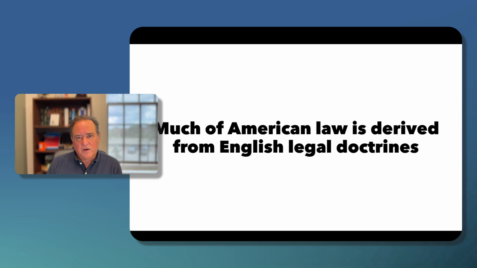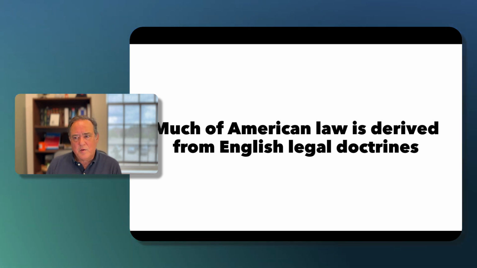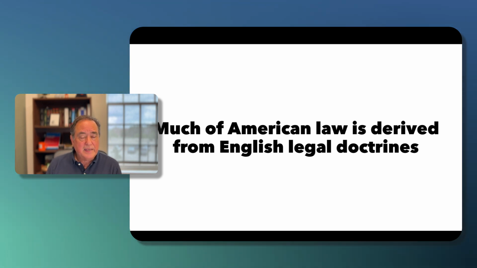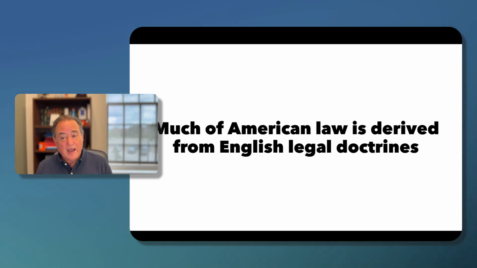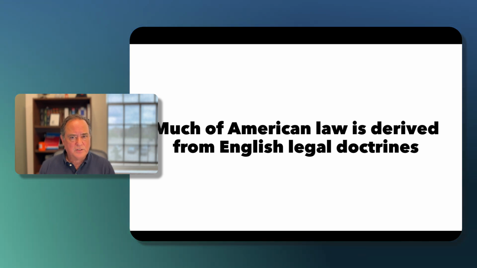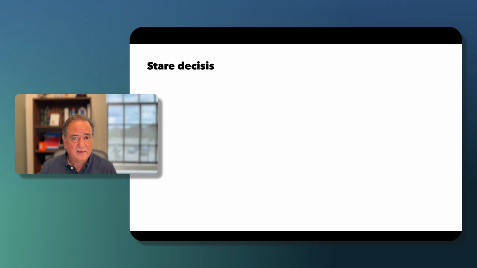Now, much of American law is derived from English legal doctrines. So oftentimes we talk about Anglo-American justice or Anglo-American law, and what that is, is the law that was originally developed in England and which has been imported into the United States, oftentimes with changes or alterations, but in any event, it derives from these original English legal doctrines. These doctrines remain true even for 21st century America, even though they may have been developed in 16th century England.